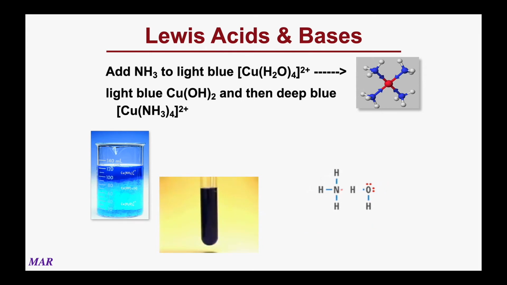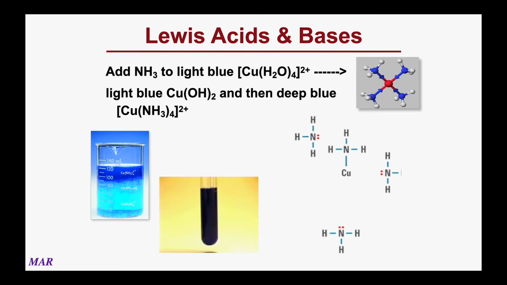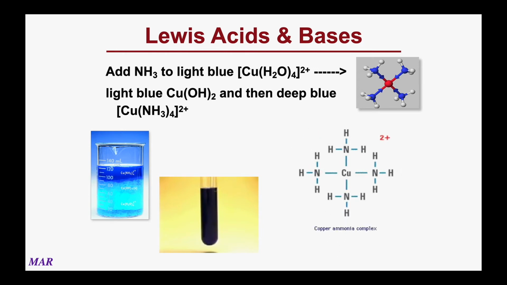Ammonia is a Bronsted base and produces hydroxide ion in solution that can lead to formation of solid copper-2 hydroxide. With additional ammonia, a Lewis acid-base reaction occurs. So this is kind of cool.